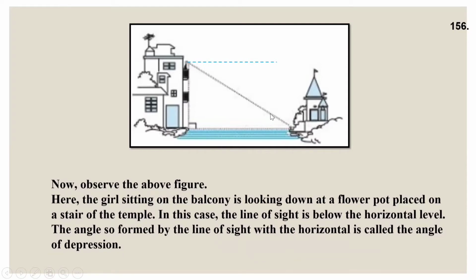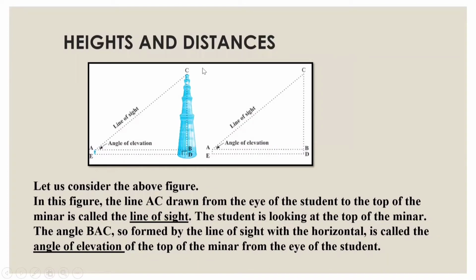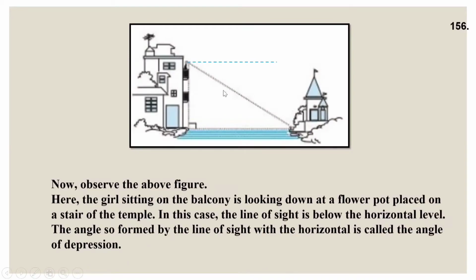If you remember the previous figure, there the line of sight was above the horizontal level. In the second case, if you see, the line of sight is below the horizontal level. The angle so formed by the line of sight and the horizontal is called the angle of depression. So this is the angle that is being formed. I call this angle the angle of depression. So I hope the angle of elevation and depression are clear to you.